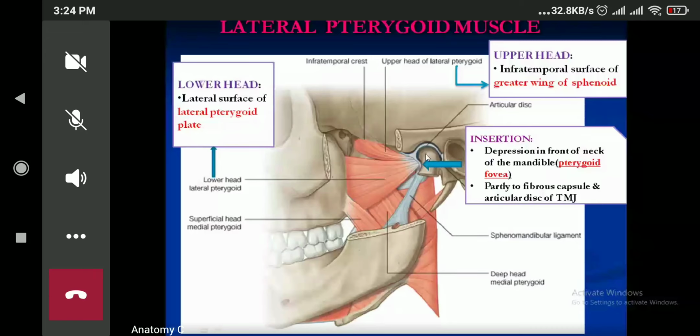This is the only muscle which will cause the opening of the mouth or the depression of the mandible, because it is pulling the neck of the mandible anteriorly. When the neck of the mandible is pulled anteriorly, the body goes down.